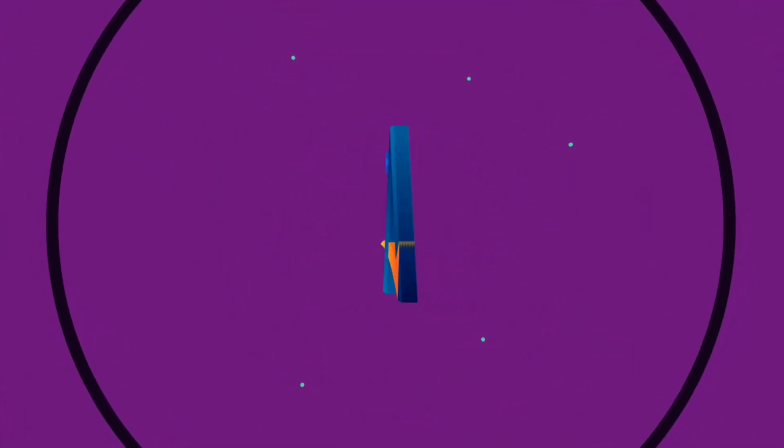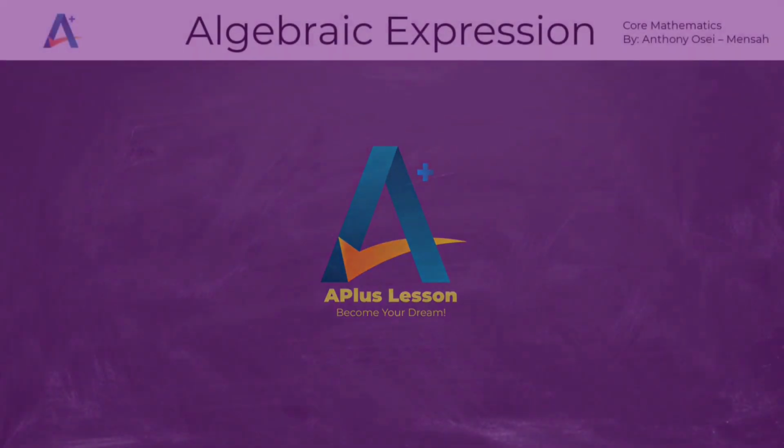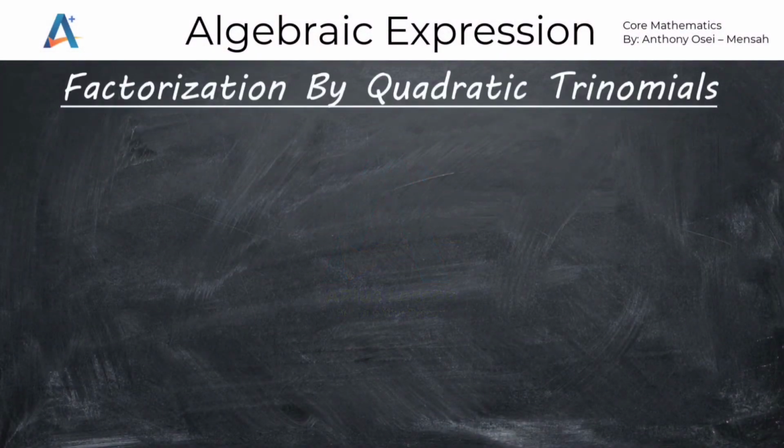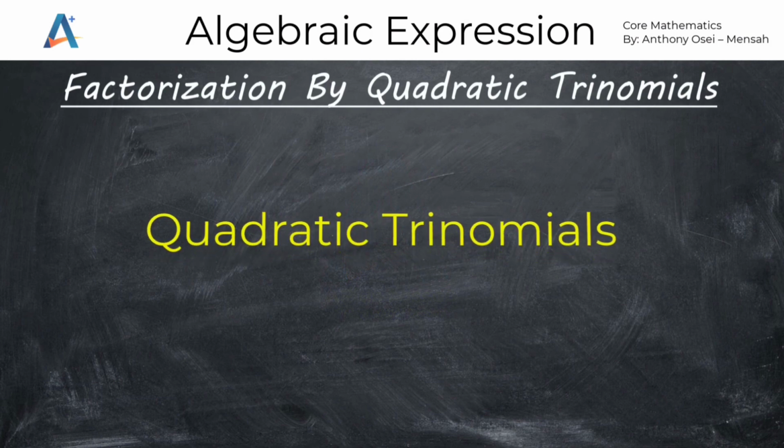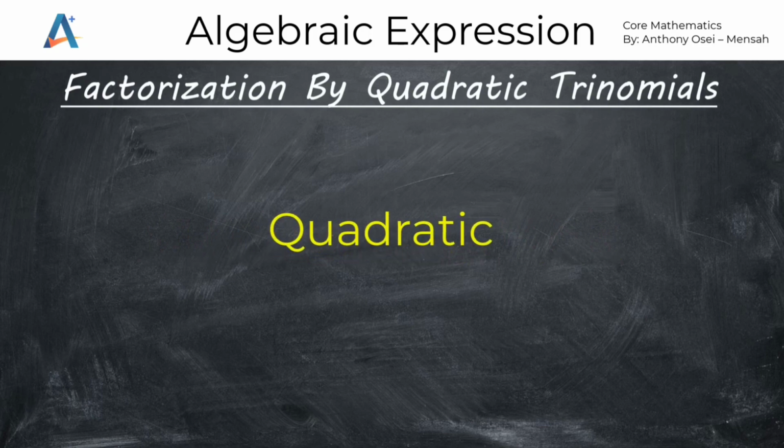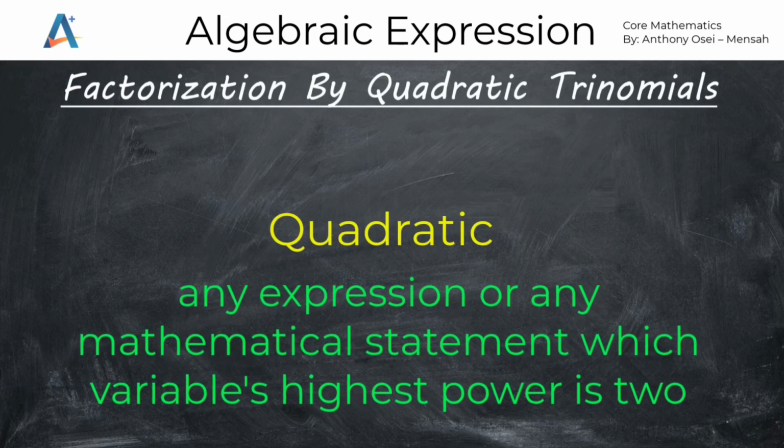Under factorization of algebraic expressions, let's take a look at factorization by quadratic trinomials. We want to understand the terminology quadratic trinomial. From the words on the board, we all realize that the first one is quadratic. And the word quadratic means any expression or mathematical statement whose variable's highest power is 2.